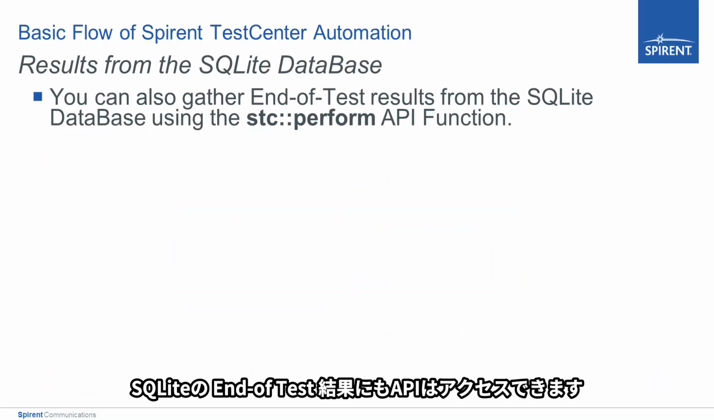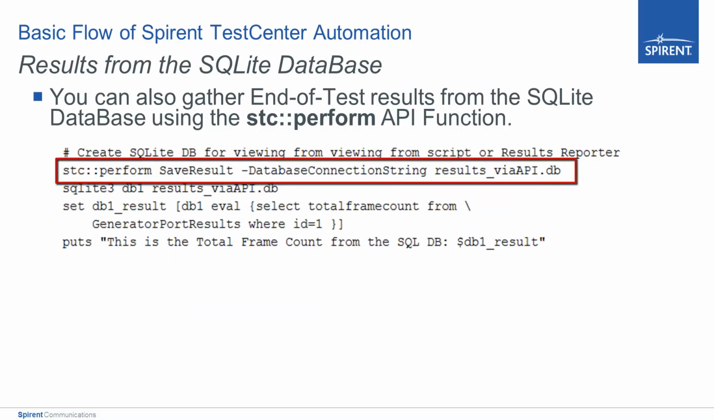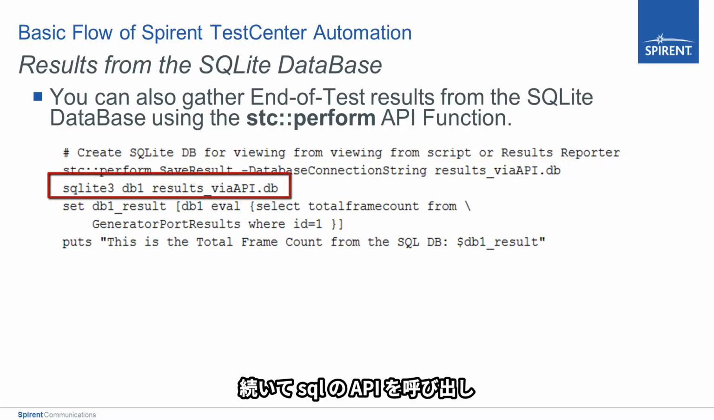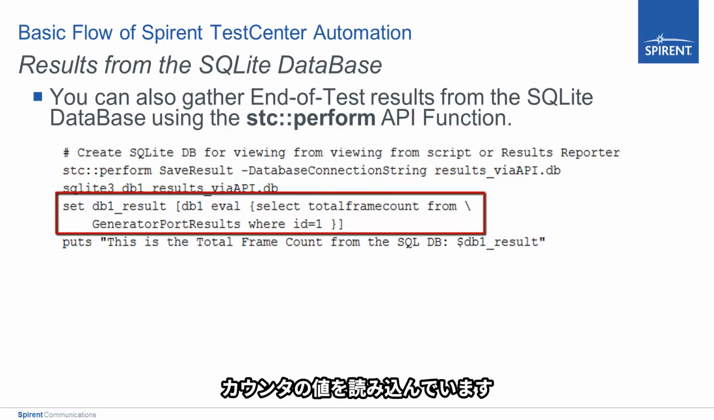You can also gather end-of-test results from the SQLite database using the STC perform API function. You'll see within our snippet of code, we have the STC perform SaveResult. Basically, we're going to save the file, and we're going to call it results_via_API.db. The SQLite 3 DBL results, that's actually going to populate it. And then you'll see set DBL result, DBL eval, and then we're going to look for the total frame count from the generator port result.